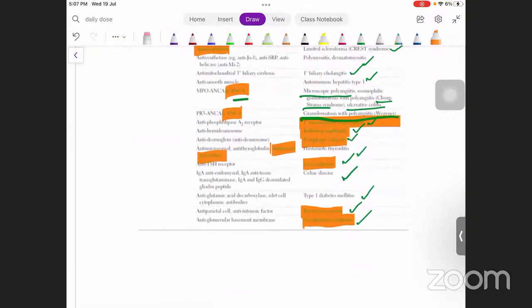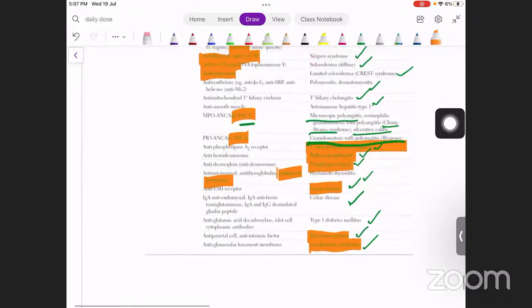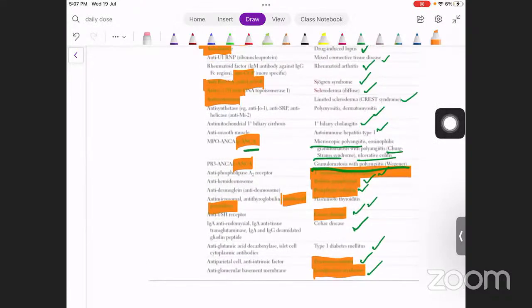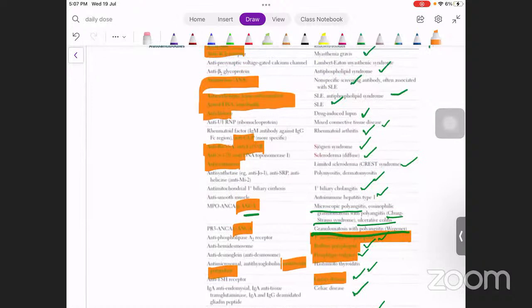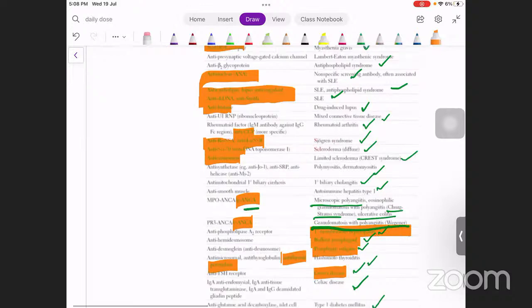Anti-TPO, Hashimoto thyroiditis; TSH, Graves' disease; parietal cell, pernicious anemia; glomerular basement membrane, Goodpasture syndrome; PANCA, microscopic polyangiitis, Churg-Strauss syndrome, ulcerative colitis, while CANCA, Wegener's granulomatosis; anti-centromere, CREST syndrome; SCL70, scleroderma; SSA, SSB, Sjogren's syndrome; CCP, rheumatoid arthritis; histone, drug-induced lupus; double-stranded DNA and anti-Smith, SLE; anti-cardiolipin and lupus, SLE; ANA, SLE; anti-ACh, myasthenia gravis.